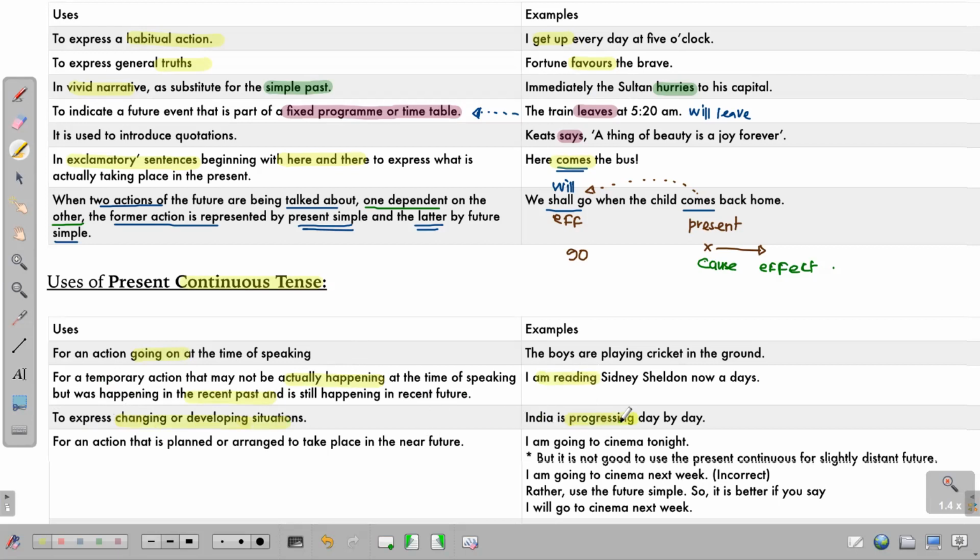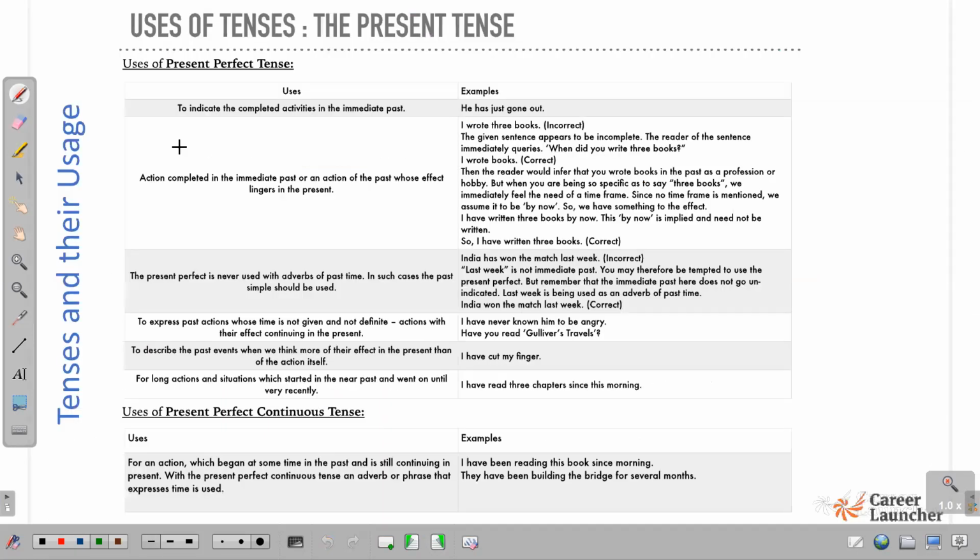To express changing or developing situations: India is progressing day by day. For an action that is planned or arranged to take place in the near future. For example, I'm going to the cinema tonight. Okay. But if it's next week, I'm going to cinema next week is incorrect, because for next week it will be I will go to the cinema next week. Next week is a prolonged future, not an immediate future. So just keep that in mind, I believe, for the future.